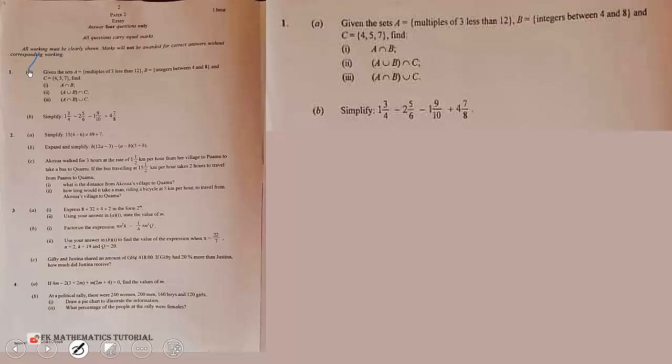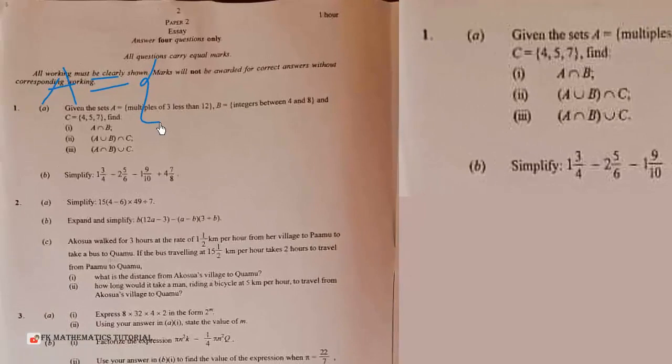So set A, multiples of 3 less than 12. So multiples of 3, we have 3 times 1 is 3, 3 times 2 is 6, 3 times 3 is 9, 3 times 4 is 12. But they say it should be less than 12. So we will end at 9.